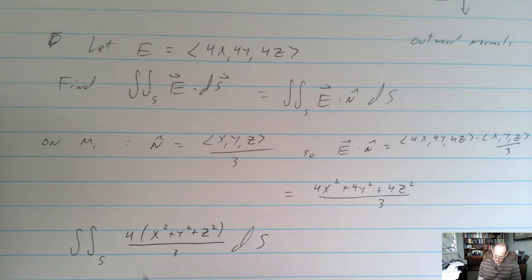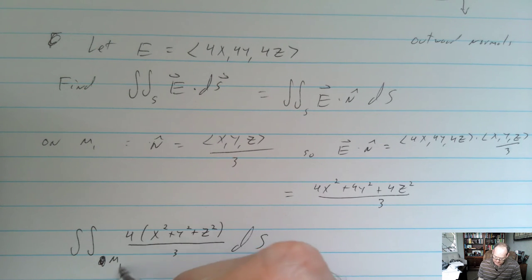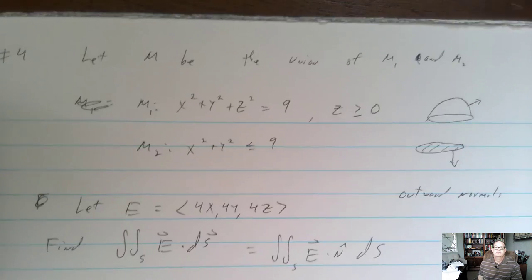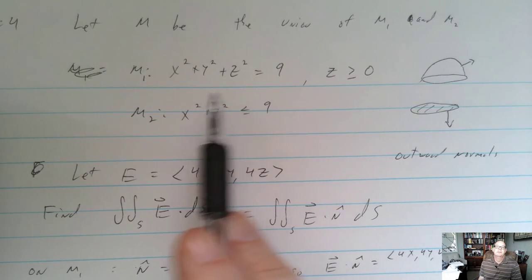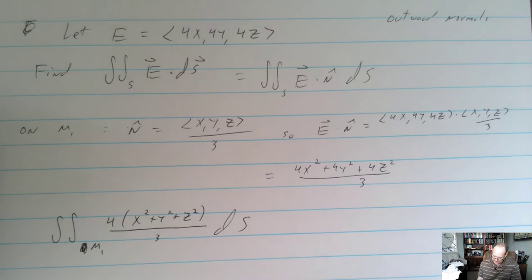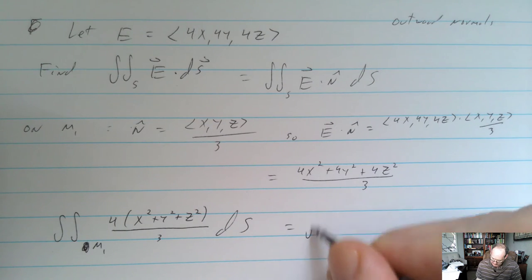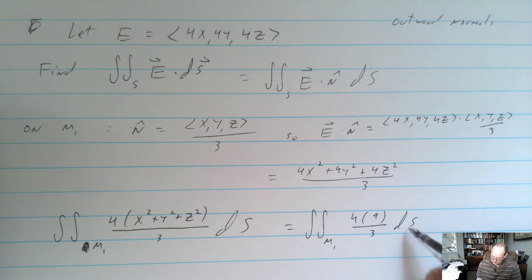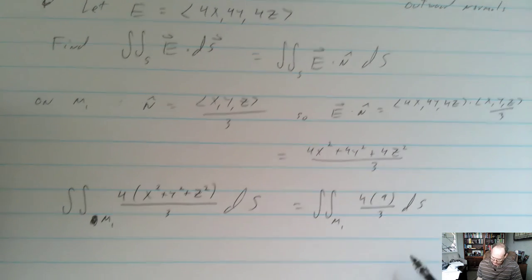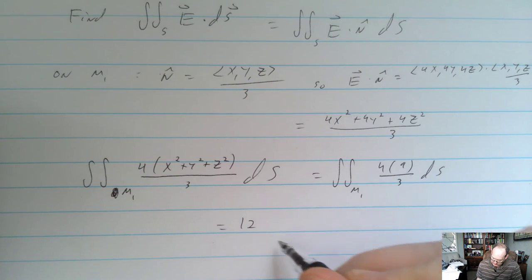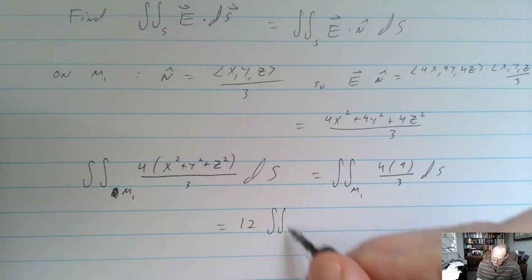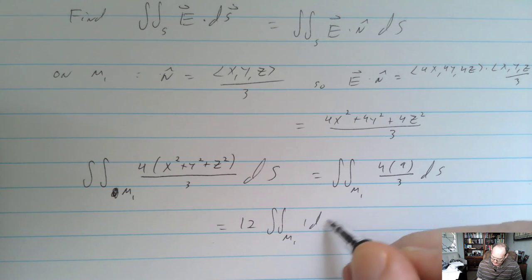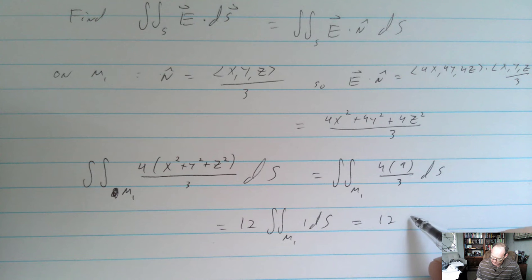Well, everywhere, whoops, should call this M1. Everywhere on M1, that is a constant, right? So M1 is the upper hemisphere, and so I can put a 9 in here. So this will just be the integral over M1 of 4 times 9 over 3, and that'll equal 12. I'll factor that out, and now we're just integrating 1 dS.